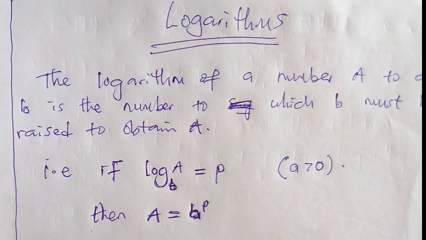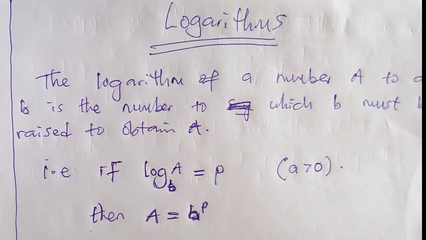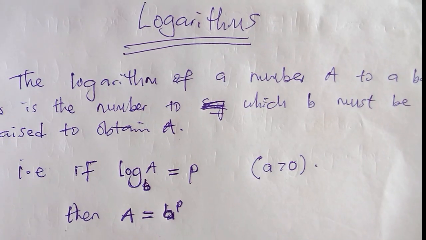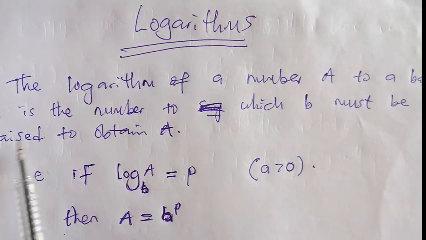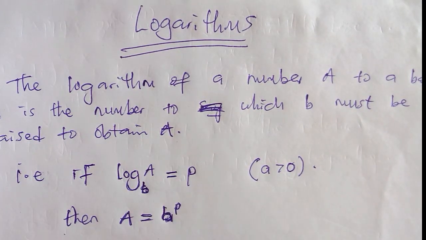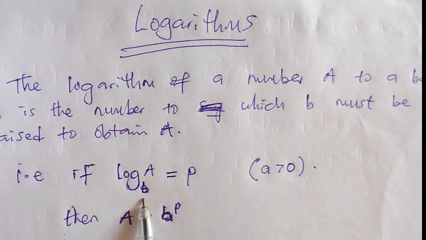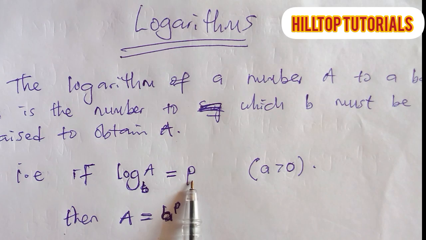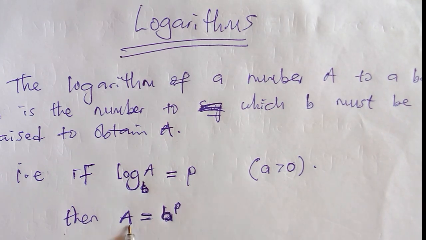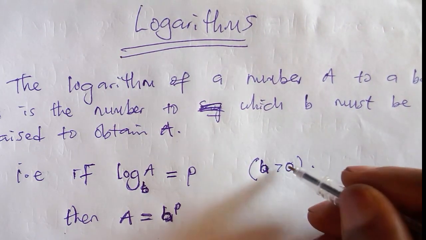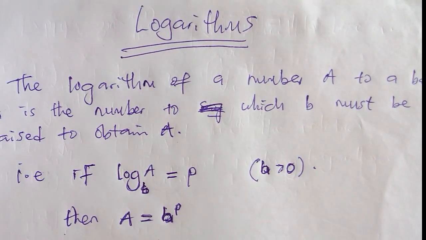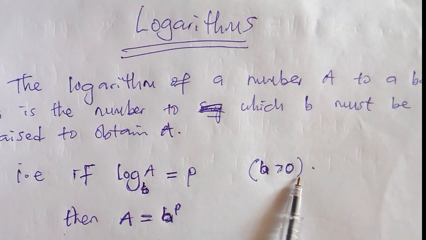We are going to discuss logarithms. The logarithm of a number a to a base b is the number to which b must be raised to obtain a. That is, if the log of a to a base b is equal to p, then a is equal to b raised to power p. The base b must always be greater than 0.